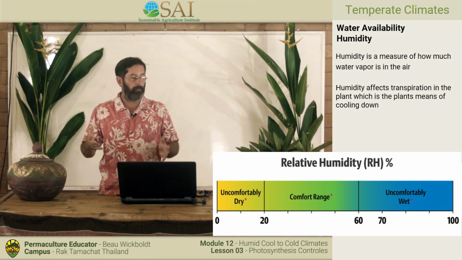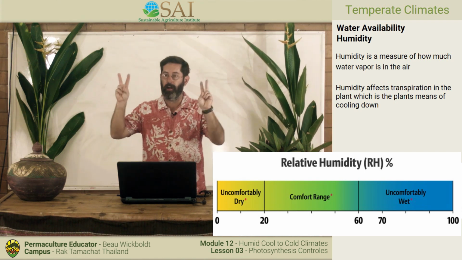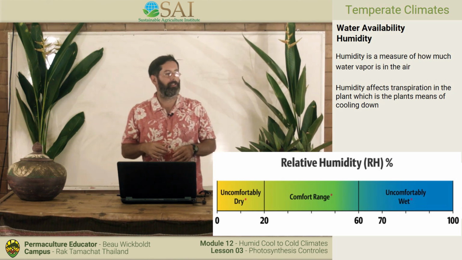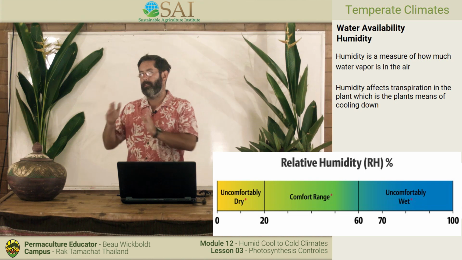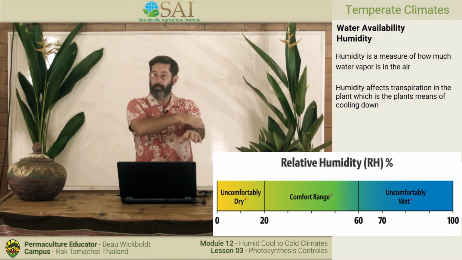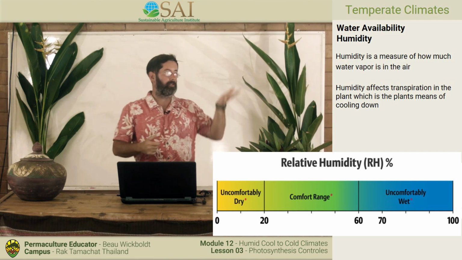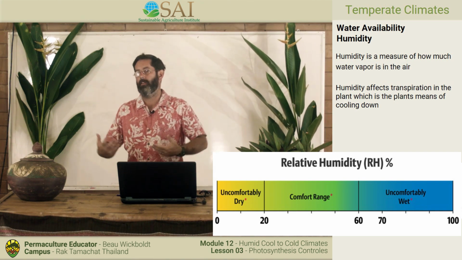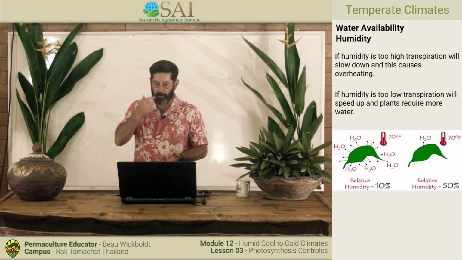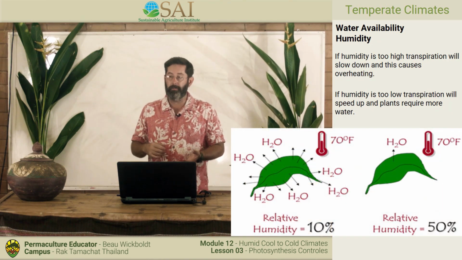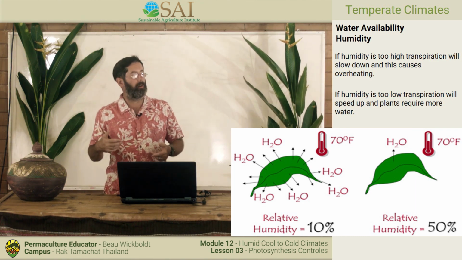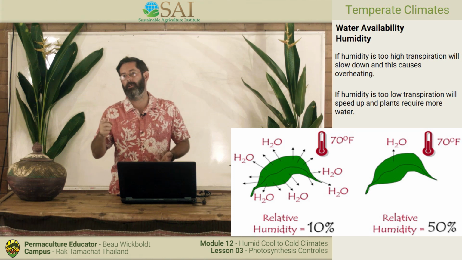So the comfort range for idealized plant growth is probably in the 40 to 50% range. I need 40 to 50% humidity. If it starts going over that, it's too wet, and then they're not able to sweat, for instance, and they can't cool their bodies. It's like being too hot and not being able to sweat, and I start to get hot. So if the humidity is too high, transpiration slows down, and this will cause overheating. If the humidity is too low, though, this will speed up the transpiration, right? And they require more water.